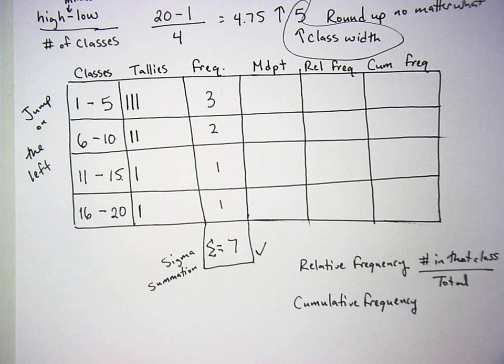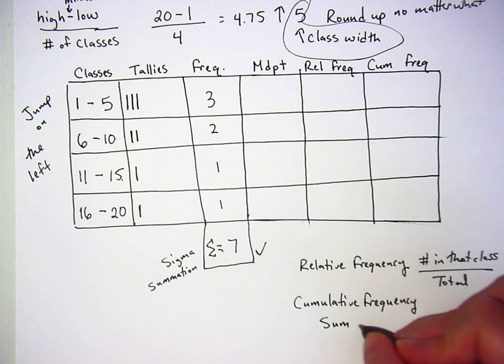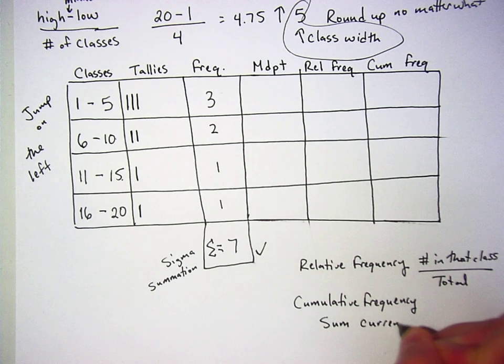It's a sum of what's happened now and before. So it's a sum of the current plus the previous classes.